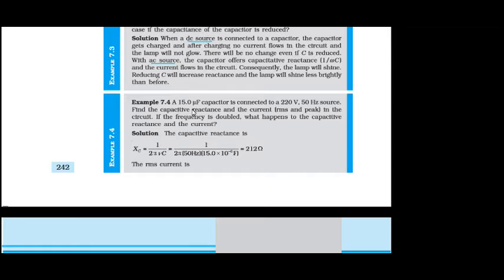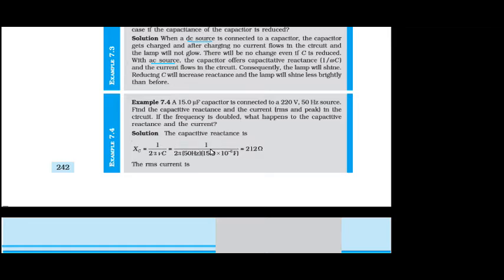Example 7.4. A 15 microfarad capacitor is connected to a 220 volt 50 Hz source. Find the capacitive resistance and current, RMS and peak, in the circuit. The frequency is doubled. If the frequency is doubled, what happens to the capacitive resistance and the current?